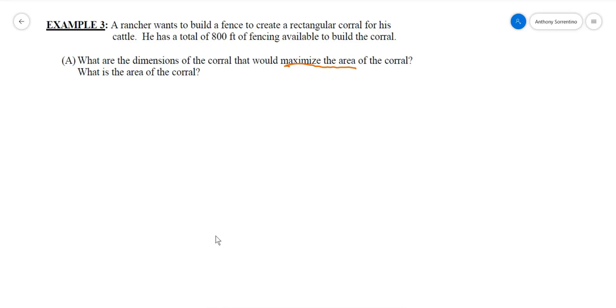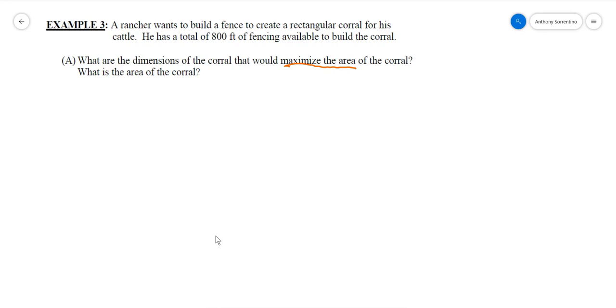A rancher wants to build a fence to create a rectangular corral for his cattle. He has a total of 800 feet of fencing available to build the corral. What are the dimensions of the corral that would maximize the area of the corral? What is the area of that corral? So it's asking a couple of questions about it.